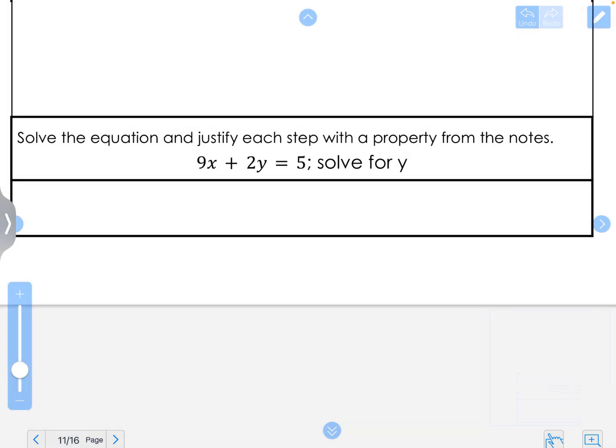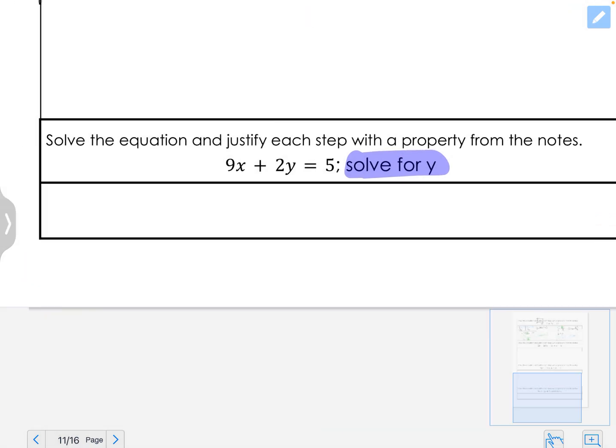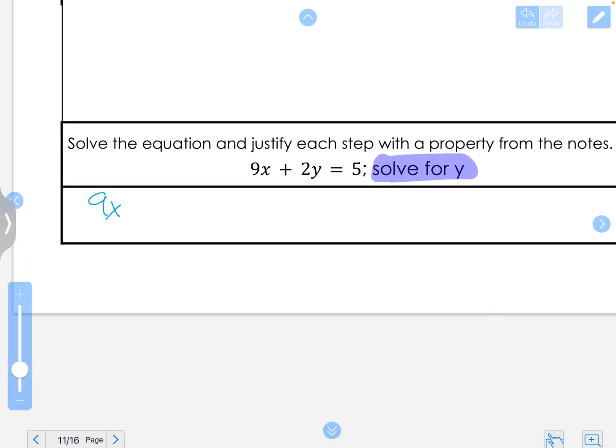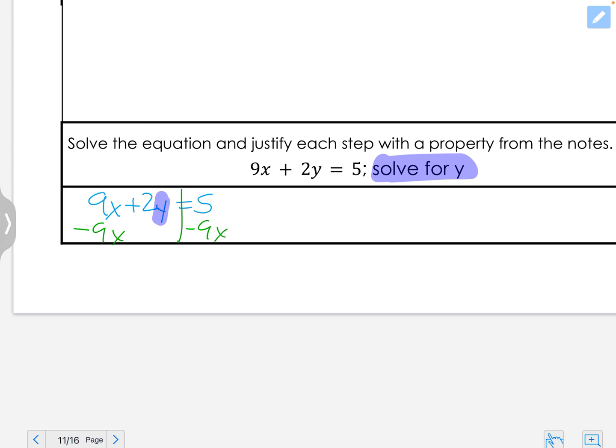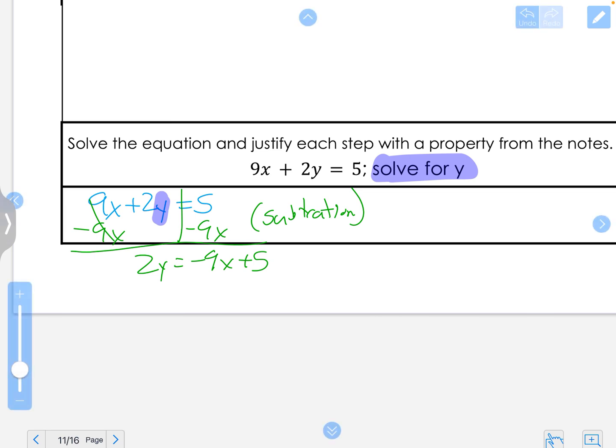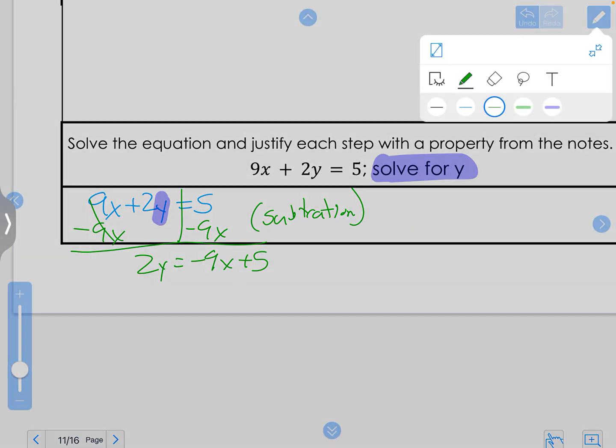So it's going to ask us to solve for y, kind of going back to Algebra 1. So if we have 9x plus 2y equals 5, and I want to solve for y, I need to move the opposite term. So I'm going to subtract the 9x from both sides, and because I subtract, my property is subtraction. So 2y equals a negative 9x plus 5. I always like to put the x first, so that's why I do it that way.